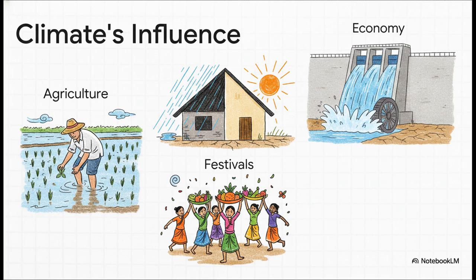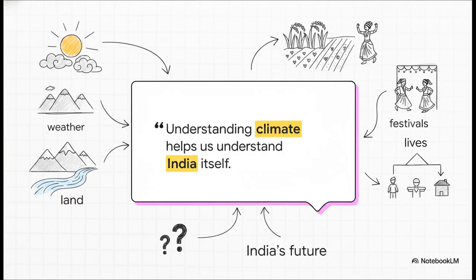Entire cultural festivals are timed perfectly to celebrate the harvest seasons brought on by the retreating monsoons. Even the modern economy relies heavily on the cycle, with hydroelectric dams waiting all year for those specific monsoon rains just to generate power. To wrap up this explainer, I want to leave you with this thought.